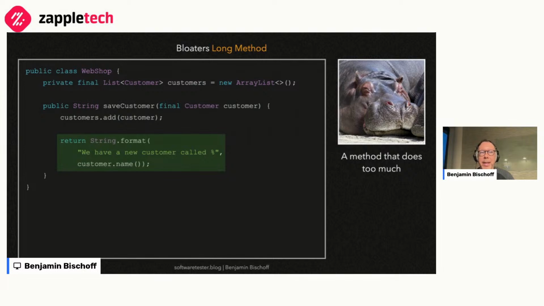At first glance, you may think, okay, this is not bad, but it is actually a method that does too much. It doesn't only save a customer, it also prints this string, we have a new customer. And this is something that a user of the save customer method would not expect. Also, it returns this value as a string, which is also weird for a save customer method. So it shouldn't return anything, or it should return the customer object, but dealing with a string is kind of strange. So this method is just doing too much out of its scope.